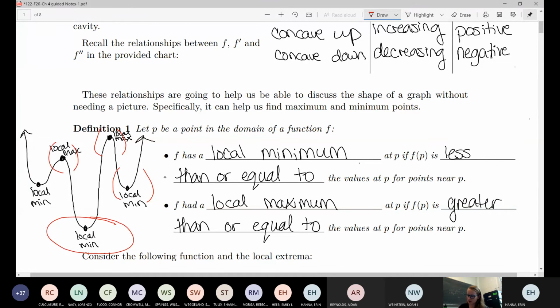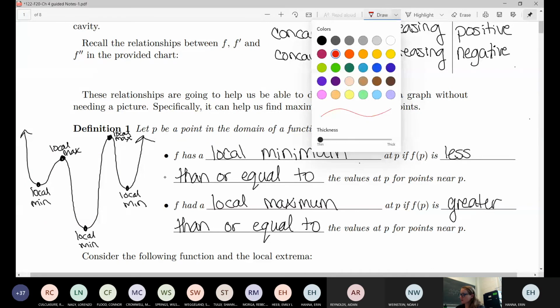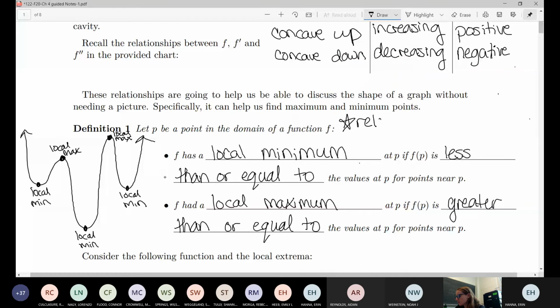It's essentially just, is it the lowest or highest thing in an interval around itself? So let me clean this back up a little bit, erase all those little thingamajigs. Also, the word relative can sometimes be used. So sometimes you'll see relative min or relative max instead of local. I believe your book and Wiley use local, which is why I wrote them as local. But just in case, they can be called relative as well.